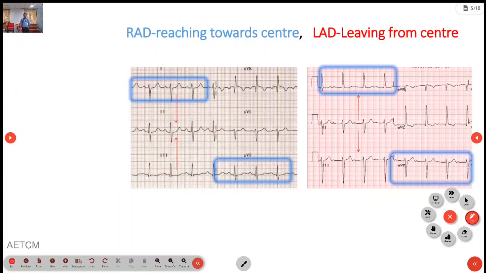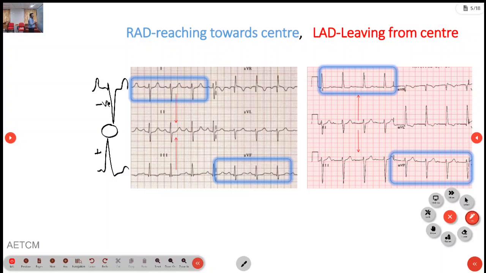Now look at these two ECGs, right axis and left axis. Right axis: in lead 1 it is predominantly negative. Here look at aVF, it is predominantly positive.